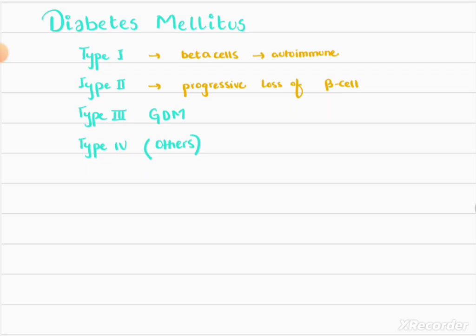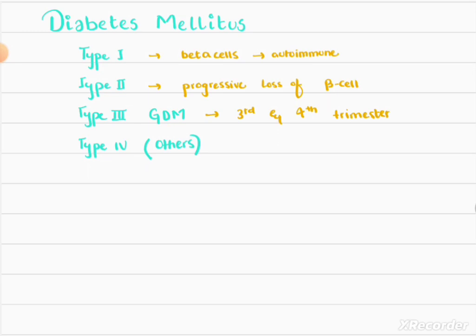Type 3 diabetes is gestational diabetes, and it is diagnosed in the second or third trimester of pregnancy. This diabetes was not present before gestation. So it is usually diagnosed in the second and third trimester of the pregnancy.